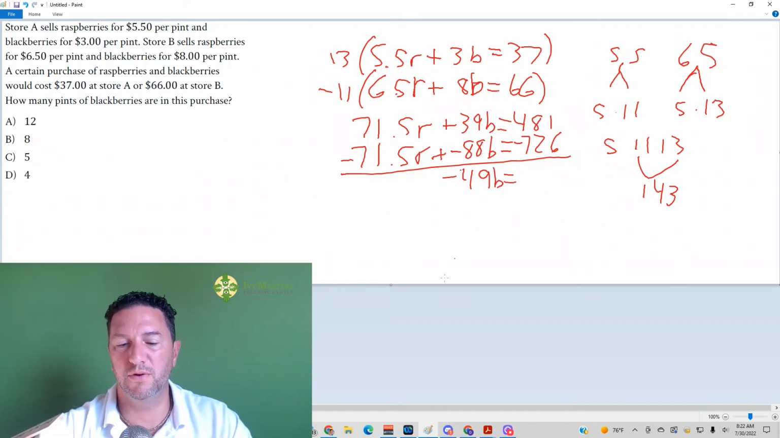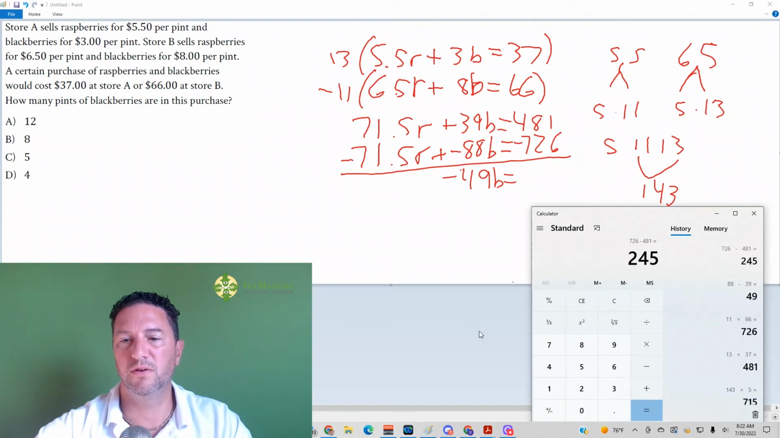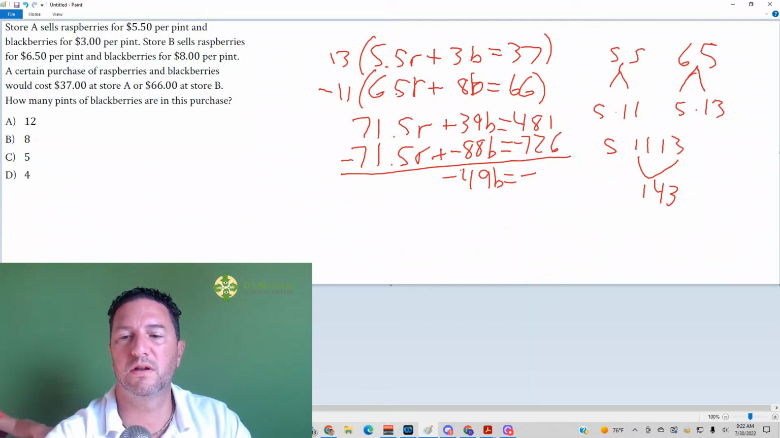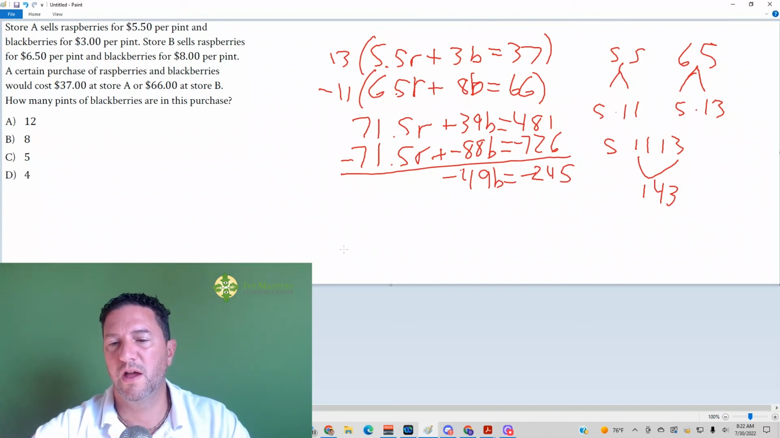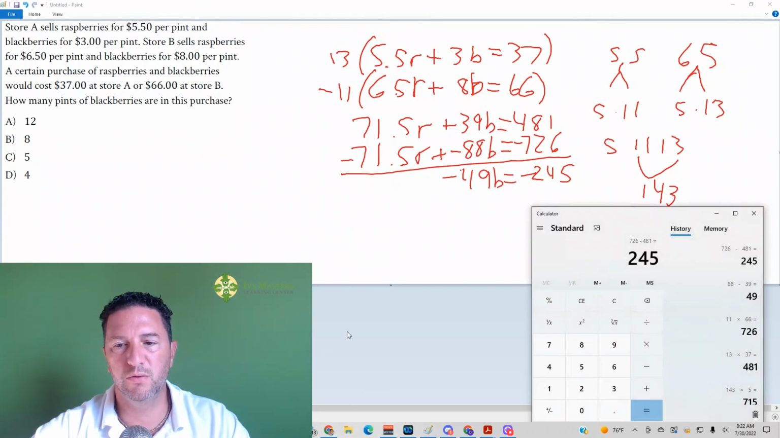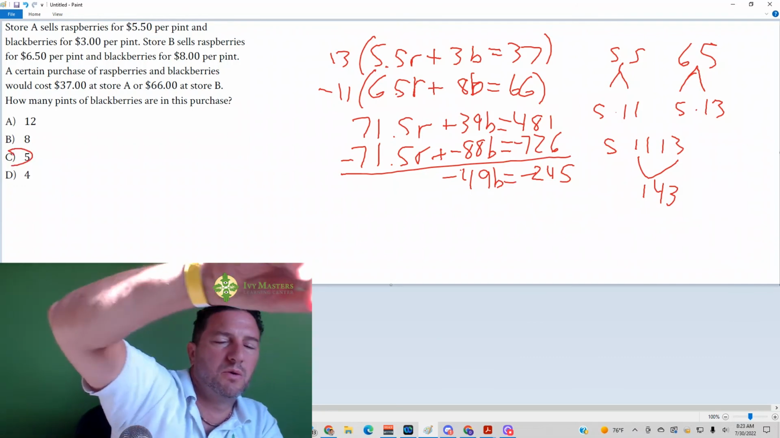equals, and then if we do 726 and we subtract 481, we get 245, so that's going to be a negative 245. And then if we divide that negative 245, I mean, you might be able to see it looks like it's going to be 5, but we'll divide it out just anyway. We'll divide that by 49. Yep, and we wind up with 5, sure enough. Correct answer is C.